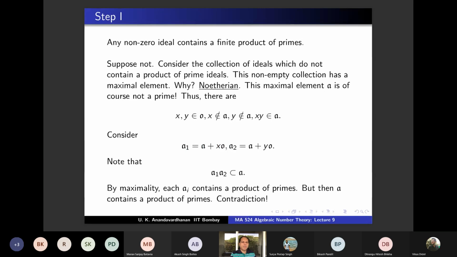Okay. So this is step one: any non-zero ideal contains a finite product of primes. What are we trying to show? We are trying to show that non-zero fractional ideals form a group, and the only thing you need to show is that any non-zero fractional ideal is invertible. Given a non-zero fractional ideal, you have to give a fractional ideal so that the product is the identity, which is the full ring. So first we show invertibility of ideals, and then the invertibility of fractional ideals will follow.